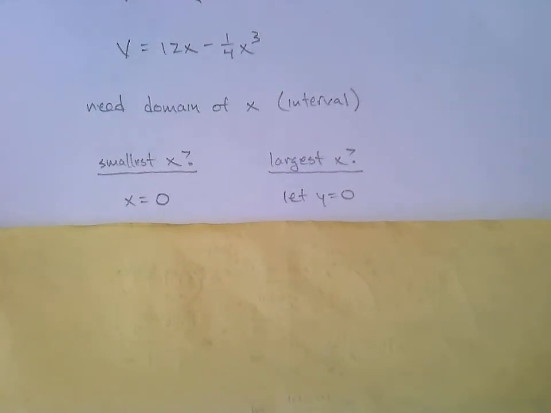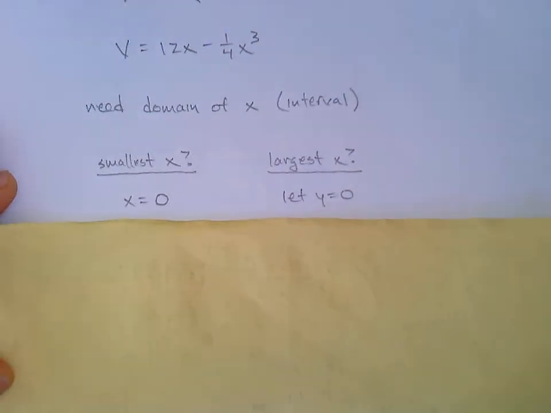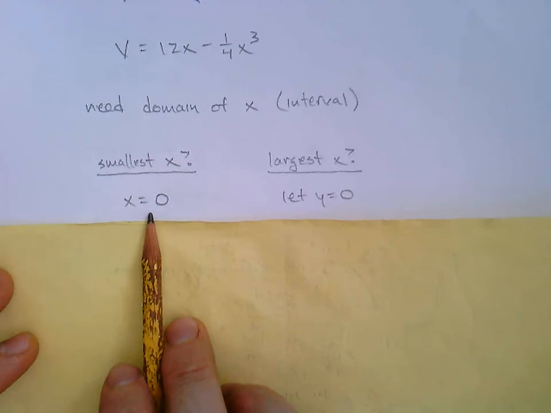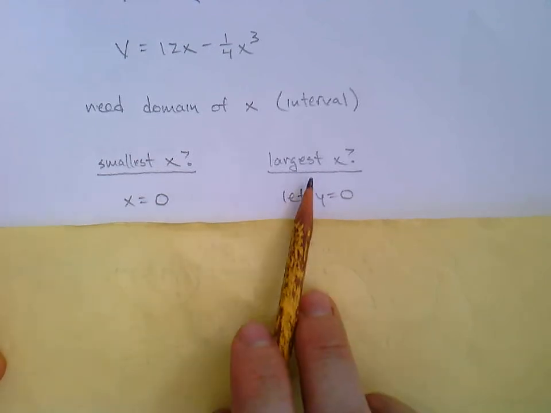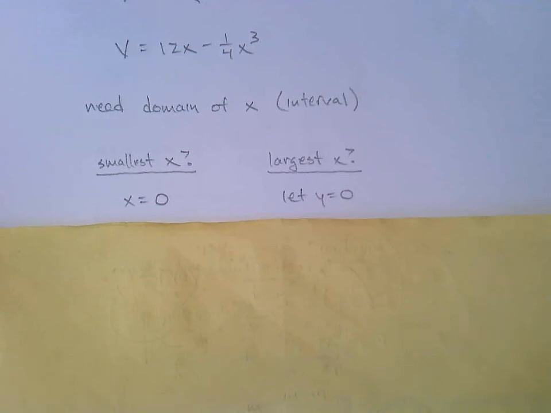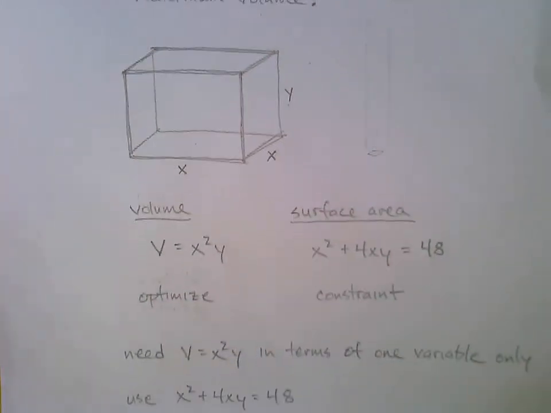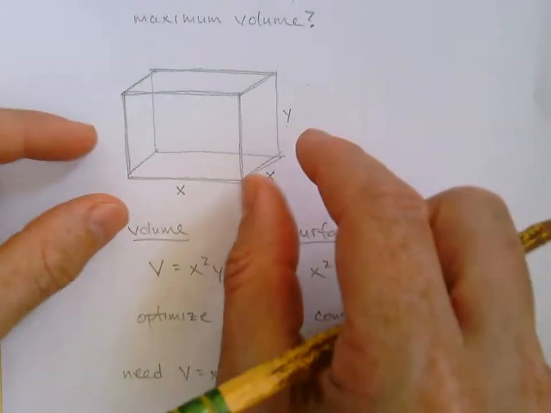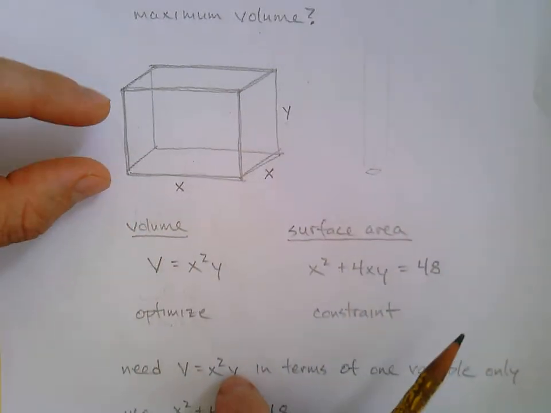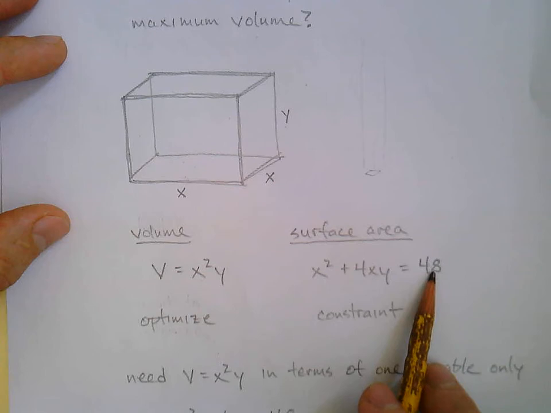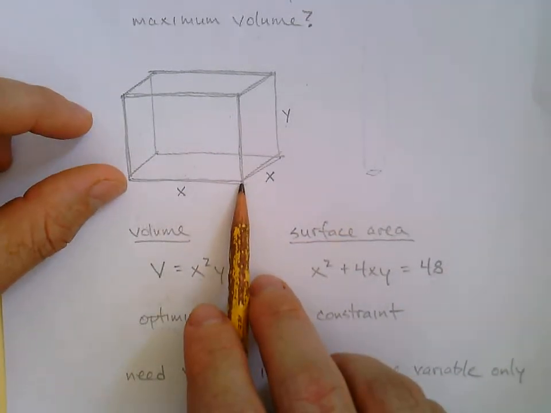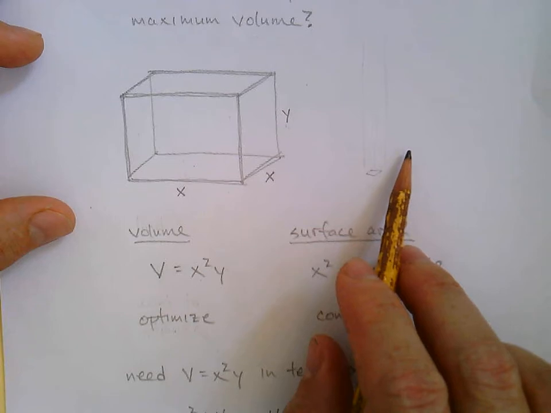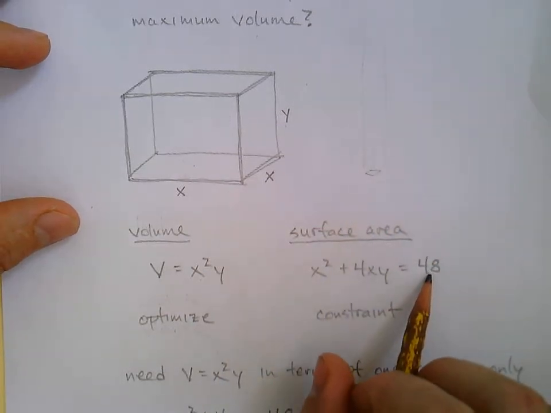Then the question becomes, if x is 0 is the smallest that x could be, then what is the largest that x could be? Often, to get the largest x value, you think of the smallest y value and work from there. Let's go back to the drawing. If x gets bigger and bigger, we make that square larger and larger, that means it has to get shorter and shorter to still meet that constraint. So how big could we make this thing and still keep the 48?